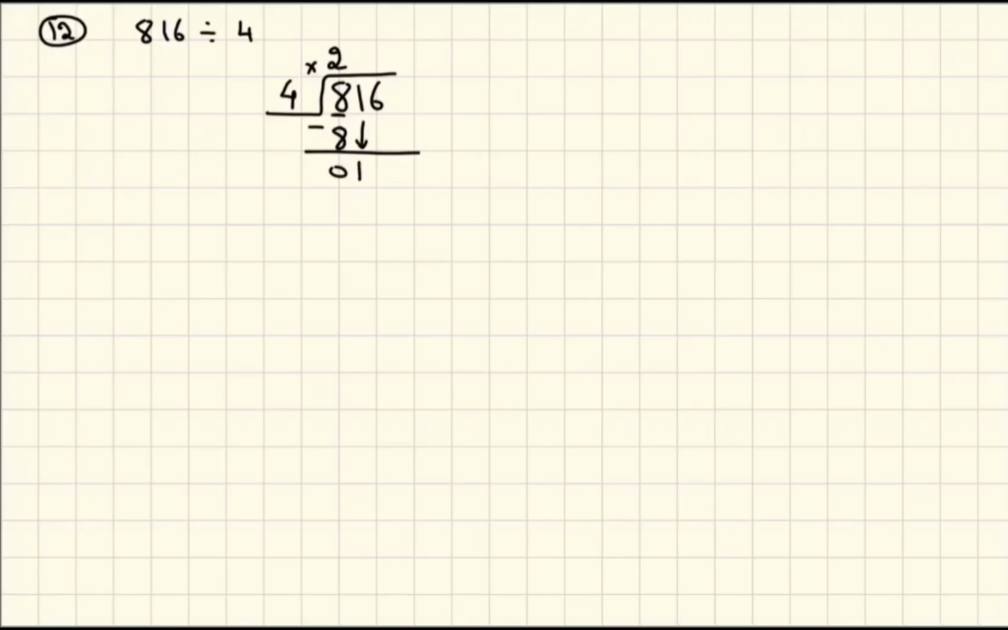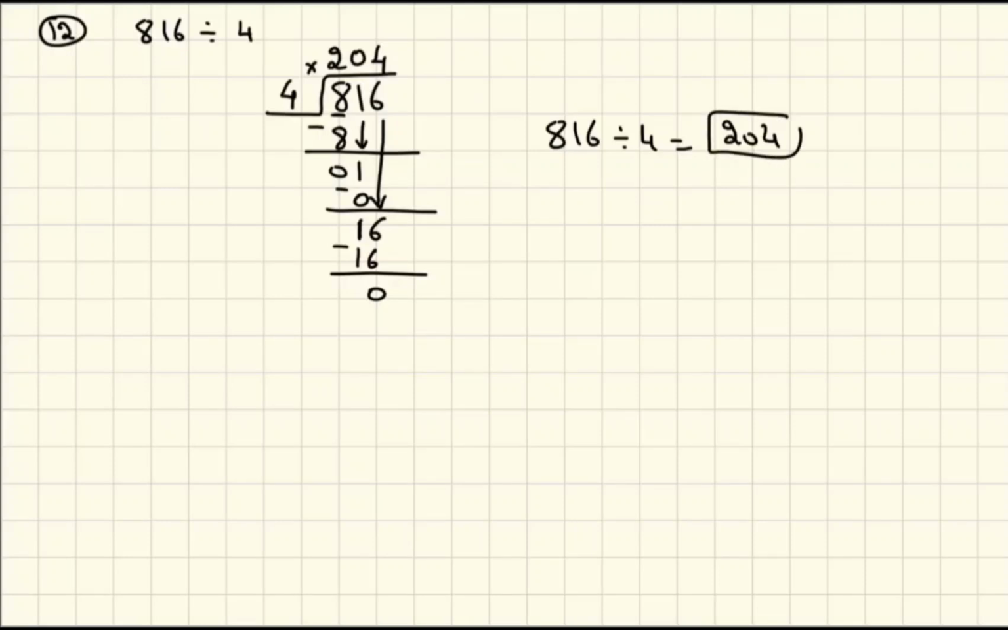Now when you take the 1 down, 1 is smaller than 4, so I need to multiply 4 by a number that gives me an answer smaller than 1. And we have no option other than 0. So 4 times 0 is 0. We subtract. 1 minus 0 is 1. Now we take the 6 down and it becomes 16. 4 times how much is 16? We know it is times 4. 4 times 4 is 16. We subtract and we get a remainder that is 0. So basically 816 divided by 4 is 204 and the remainder is 0.